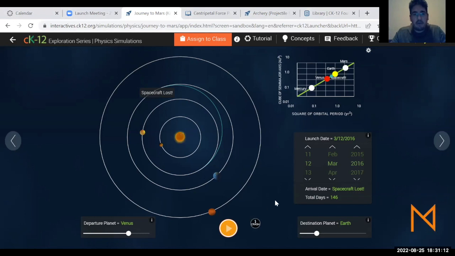So I went ahead and ran this simulation here. This one I launched on March 12, 2016. It took me a while to manipulate some of these because this is really all you can change. You can change not only the planets that they're leaving from and their destination, but it also changes the launch date to where the satellite could be successfully passing from one orbit to another.